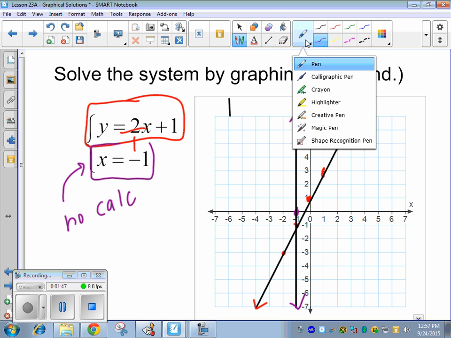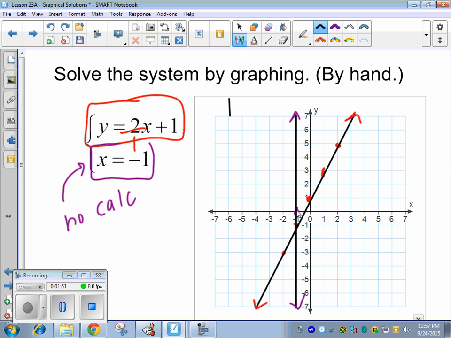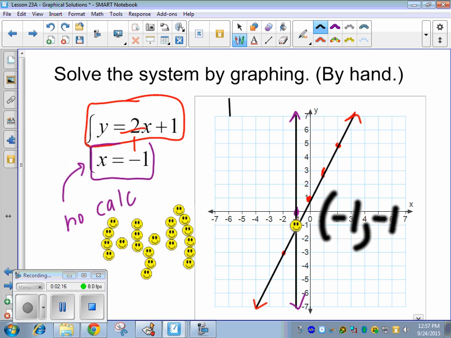So the solution point is, what's the creative pen? Ooh, that's actually not the solution point. Here we go. I know, where do you get the smiley faces? Oh, right here. Boom. All right. Yay, that's where it crosses. What coordinate point is that, you guys? Good. Negative 1, negative 1. Kind of hard to read, huh? Ooh. I want to see you try that. Spray paint.